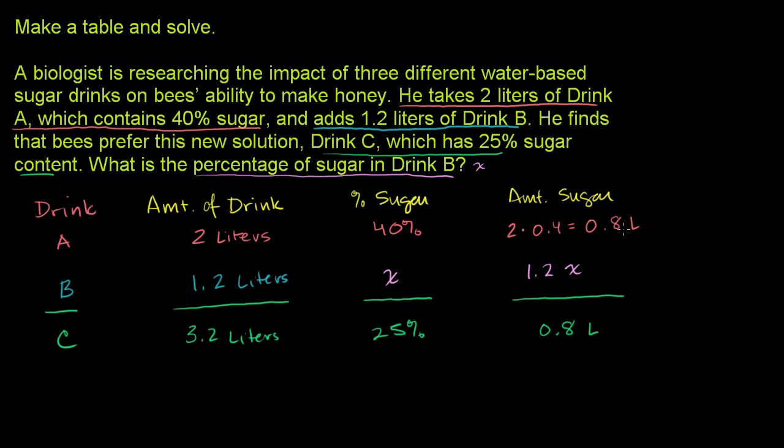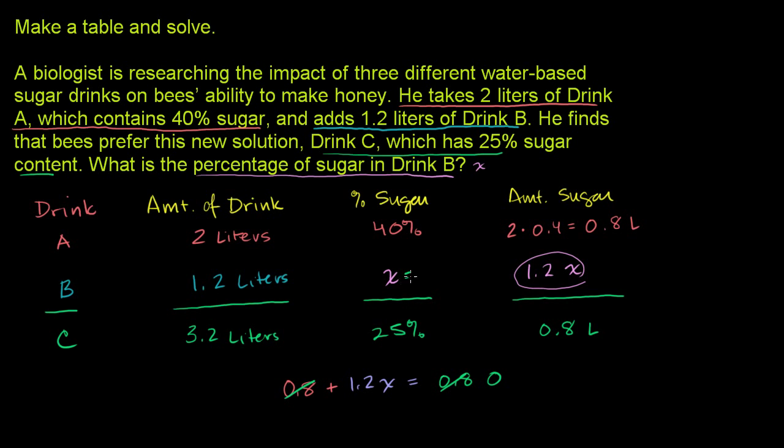We have 0.8 liters of sugar in drink A, and when you add this amount to it, you still have 0.8 liters of actual sugar in drink C. I mean, we could set up an equation here. We could write 0.8 plus 1.2x is equal to 0.8. You subtract 0.8 from both sides, you get 1.2x is equal to 0. x has got to be equal to 0.